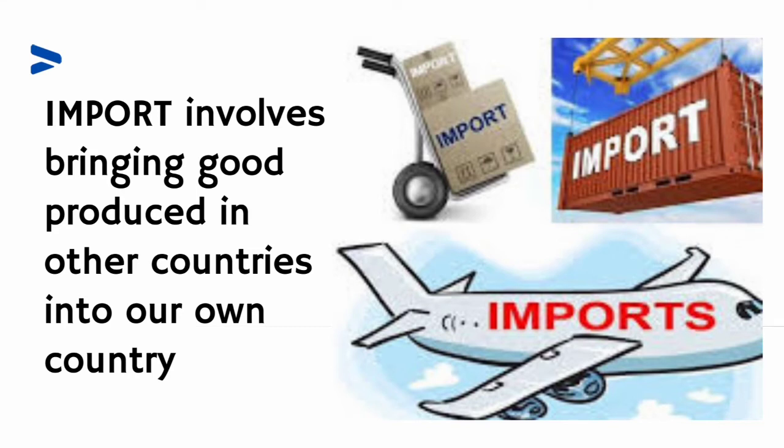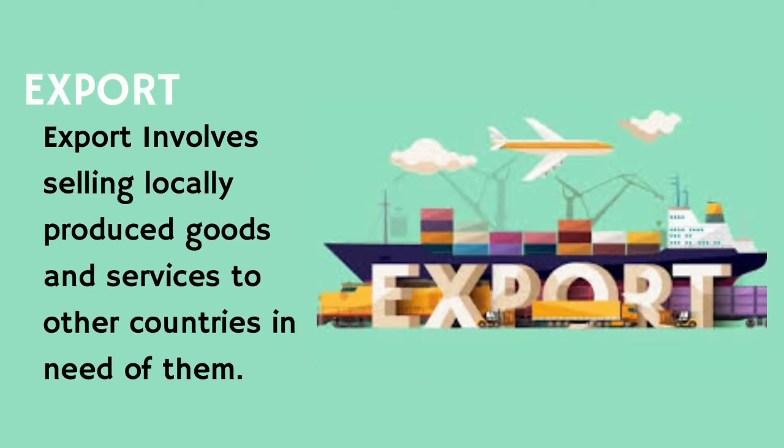For example, television is made in China, and we have to buy those televisions and bring them into Nigeria. That is imports. So we Nigerians usually buy goods such as motor cars from Germany, electronics from Japan, computers from America. We buy them from other countries because we don't produce them in Nigeria, and we import them into our country, Nigeria. So import involves bringing goods produced in other countries into our own country.